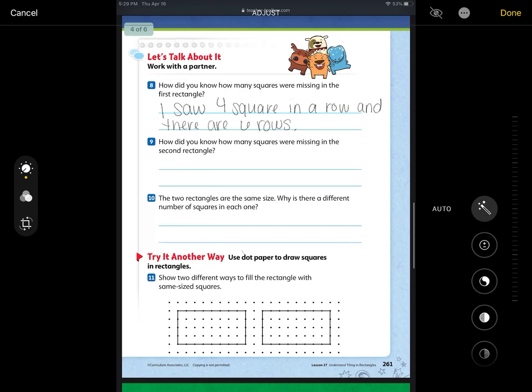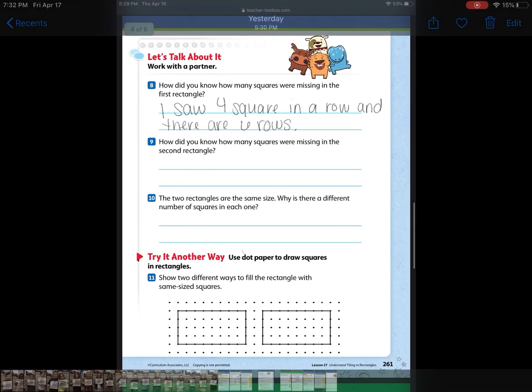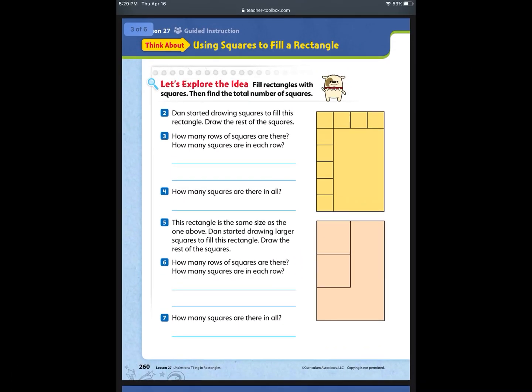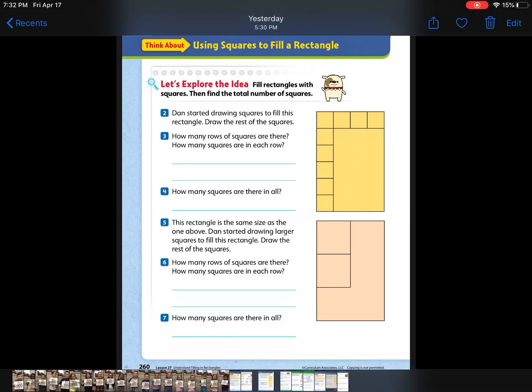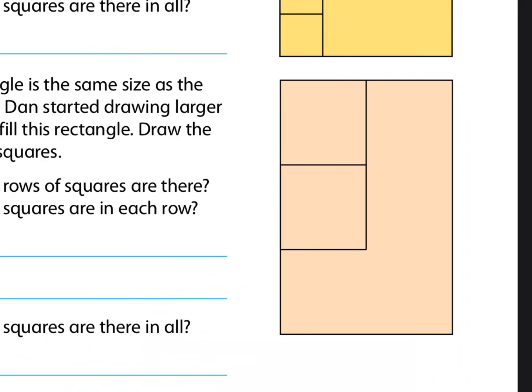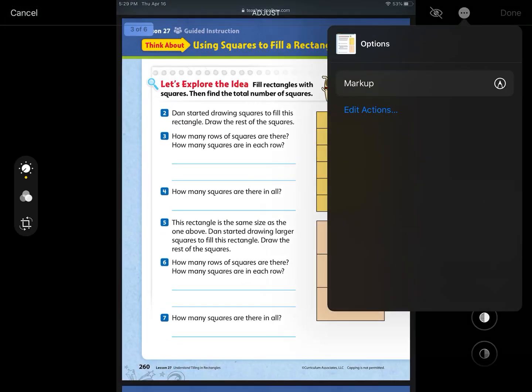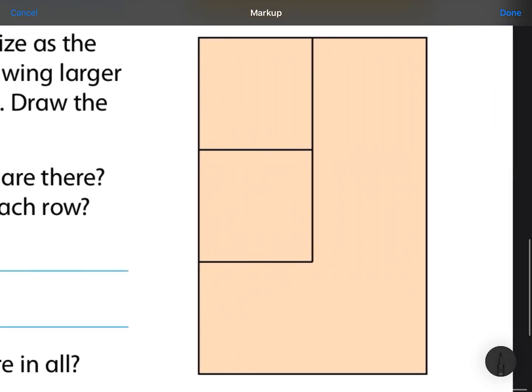How did you know how many squares were missing in the second rectangle? So let's go back to that second rectangle. So this is the one that had the bigger squares. So on this one, what we did was we just pulled down to finish out that first row of squares. And then we drew 2 lines to finish out the, here, I'll show you. So what we did was we just pulled down right here to finish that column. And then we pulled across to make our rows. Okay?